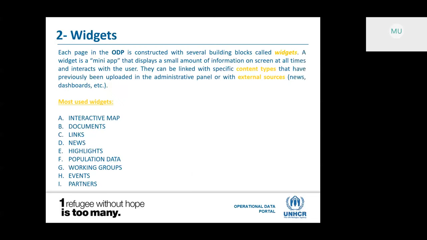So this building block that is called widget is always linked to a specific content type. The content type mostly is uploaded in the backend, but it doesn't have to be. We can actually just show external sources through these widgets. Most used ones are the map, of course, documents, links, news highlights, the population data, and then we have working groups, events, and partner information as well.